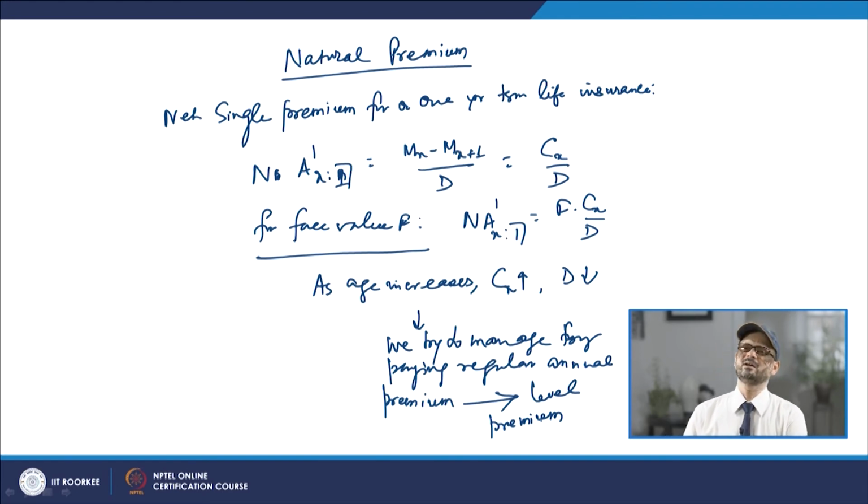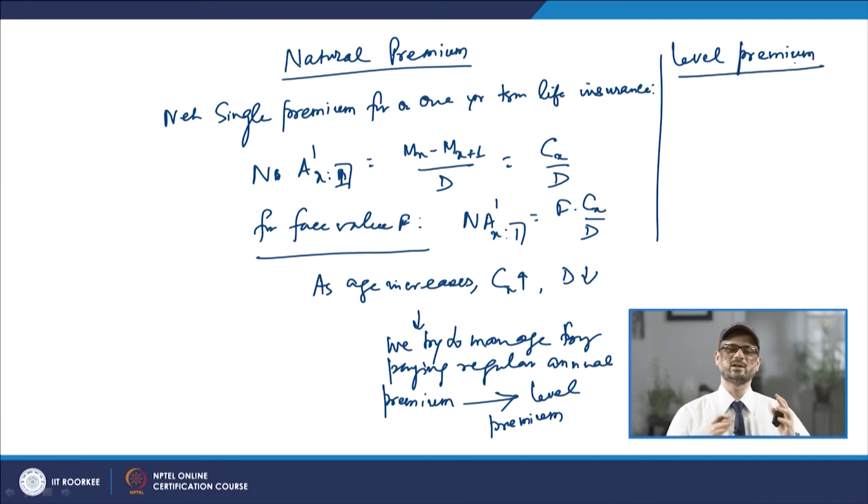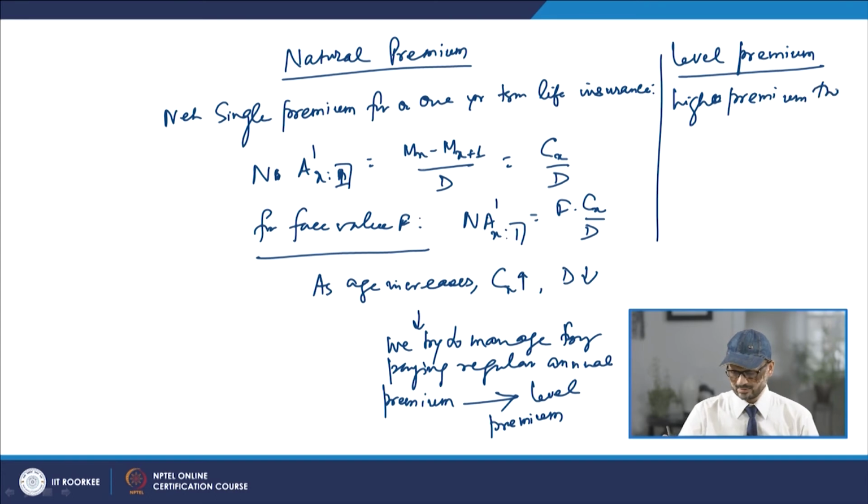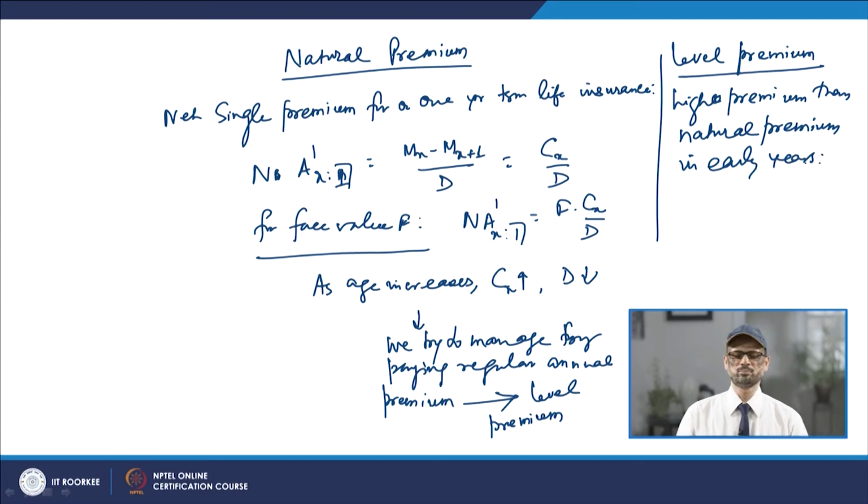Now, these level premium policies have a higher premium. In these level premium policies, it will try to see that it does not reach so high as the age increases. So, it has a high premium than natural premium in early years, and so it will be giving you some excess fund, so that that will be compensating in the later years, and lower premium in later years.